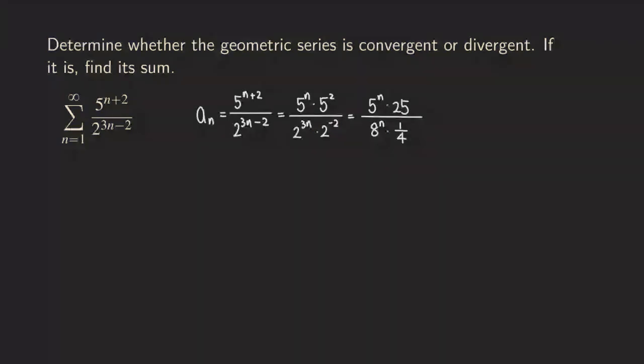Okay, so let's just keep simplifying this. We are going to get what? The 25 in the numerator times the reciprocal of this 1 over 4, which is just multiplying by 4. So we are going to get 100. And then what about the 5 to the n and 8 to the n? We can actually put them together because they have the same exponent. So we are going to be getting 5 over 8 to the n power.